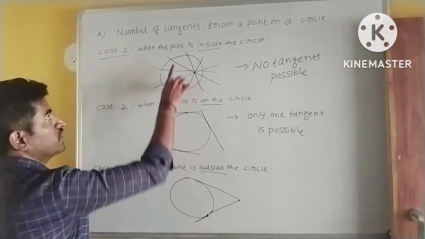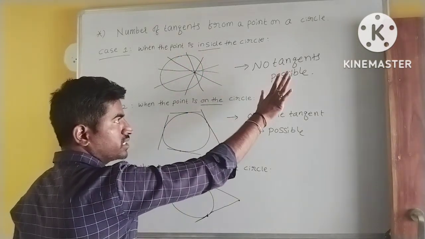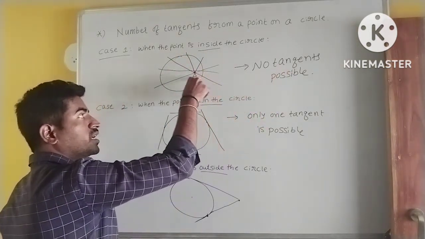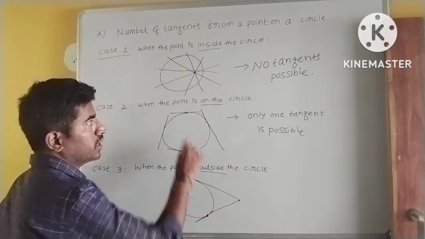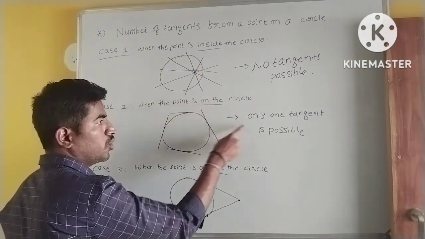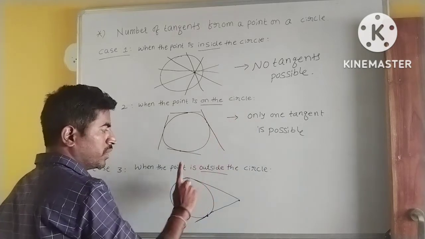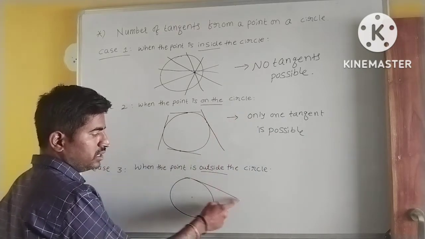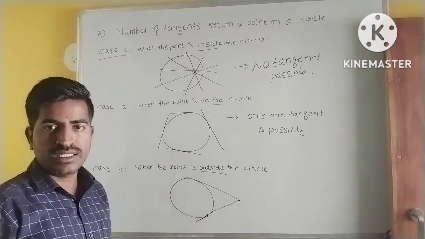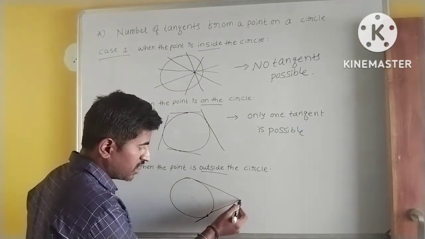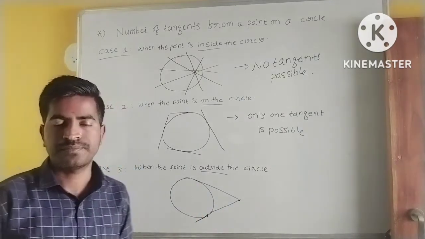Got it? When the point is inside the circle, no tangent is possible, but infinitely many secants are possible. But when the point is on the circle, only one tangent is possible. But when the point is outside the circle, there are two tangents possible. One is this, another is this. Fine.